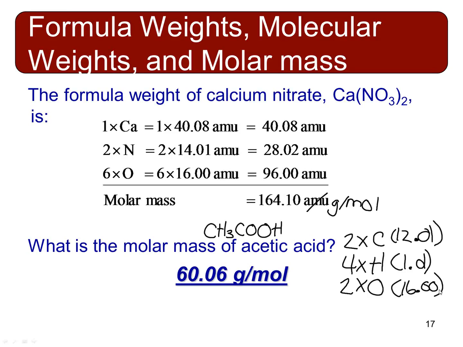You've got 2 carbons. So the atomic weight of carbon is 12.01. We've got 4 hydrogens with atomic weight of 1.01, and 2 oxygens with atomic weight of 16. So you should end up getting roughly, depending on your hundredth place, maybe a little bit different depending on the periodic table you use. But you add it all up, and we should get about 60.06 grams per mole. That's the unit that we use for molar mass.